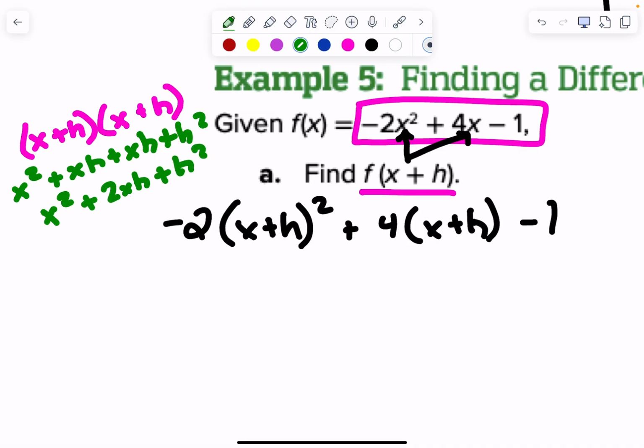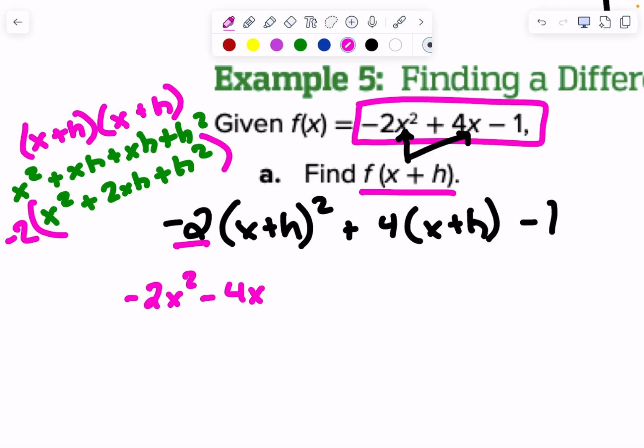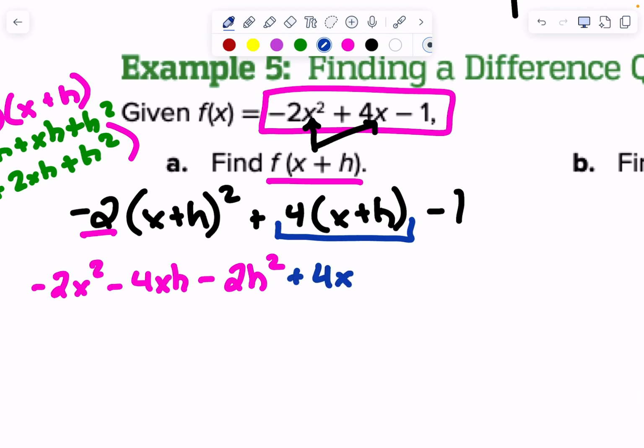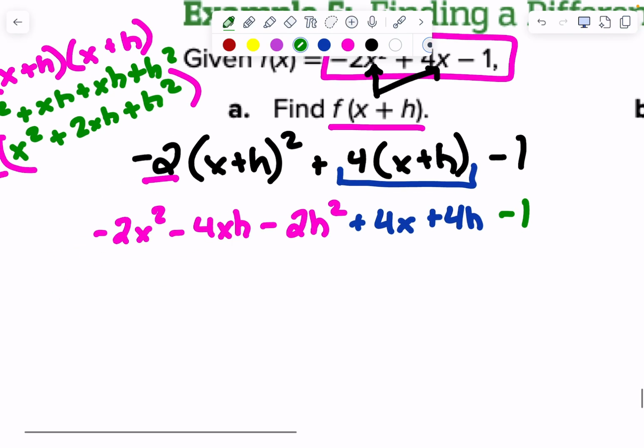Do we see how that works? That's what that squared is. But now I also have to multiply it by a negative 2, because that negative 2 is right here. So I have negative 2x squared minus 4xh minus 2h squared. Clear as mud? Now this guy right here, 4 times x plus h is plus 4x plus 4h, and then we got minus 1 on the end. Do you see what we just did? We squared the x plus h, we distributed the negative 2 through.